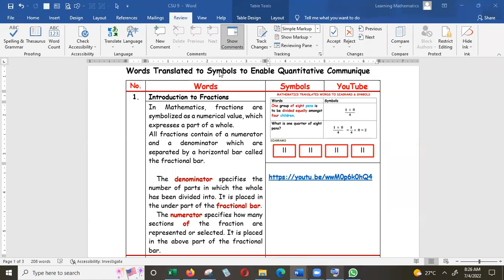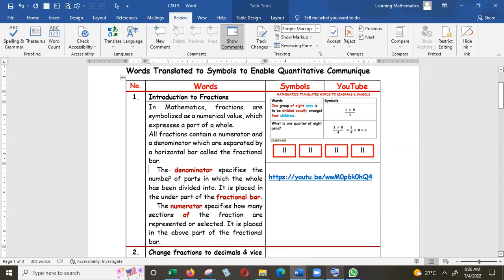Words translated to symbols to enable quantitative communication. Introduction to fractions. In mathematics, fractions are symbolized as a numerical value, which expresses a part of a whole. All fractions contain a numerator and the denominator, which are separated by a horizontal bar called the fractional bar.